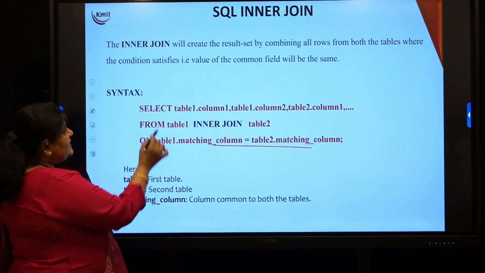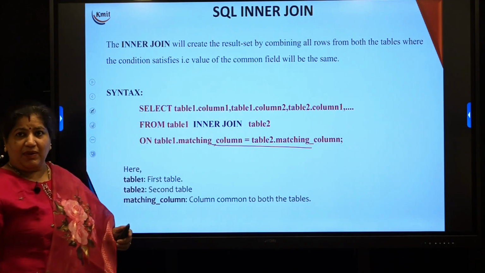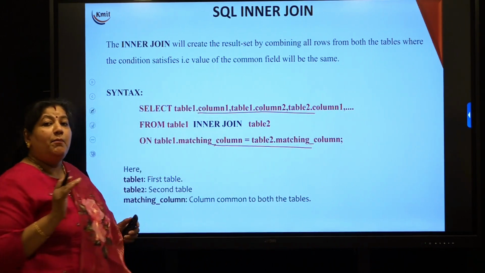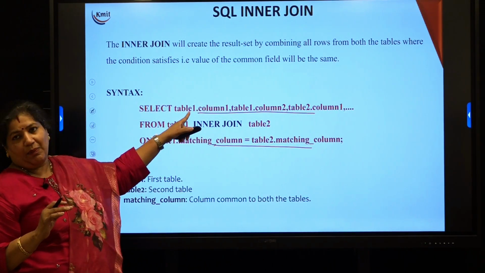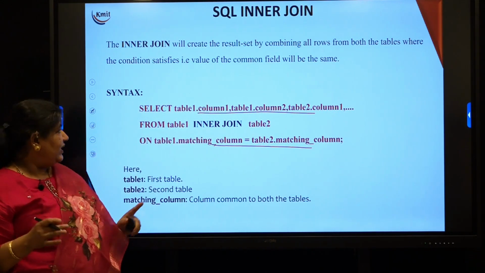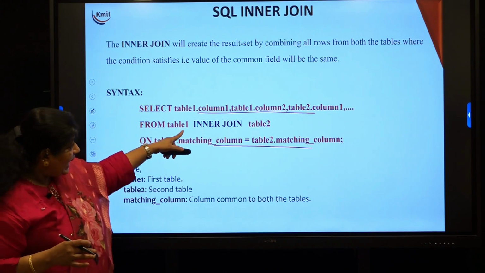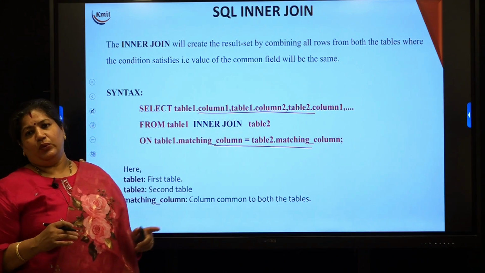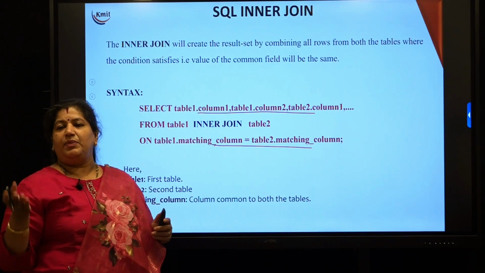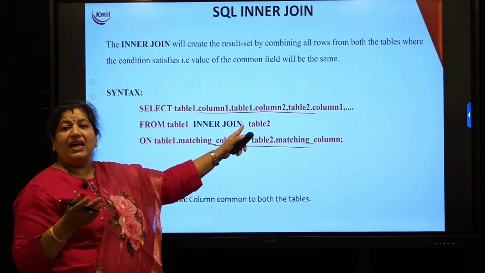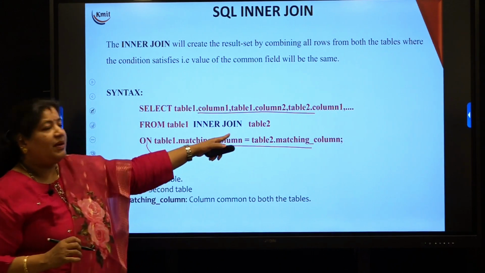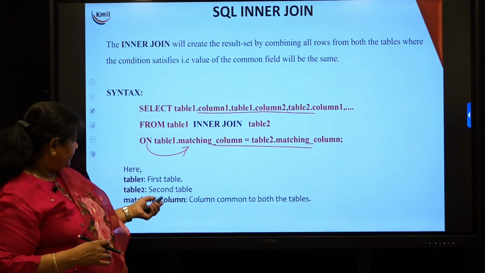The syntax is select, and there are 2 tables. When we are joining, if you want data from both the tables, mention the table name dot column name, table name dot column name, it can be any of the tables. From table 1 inner join table 2. The left side table is called table 1 or table A, the right side is called table 2 or table B. So I am saying inner join. What is the condition? On this condition, that is the matching column.